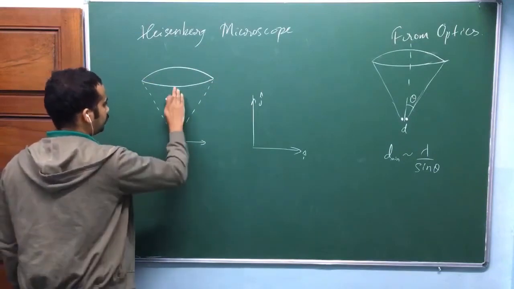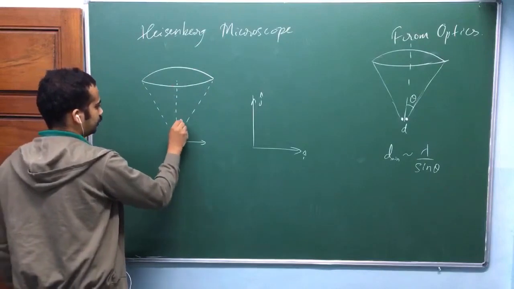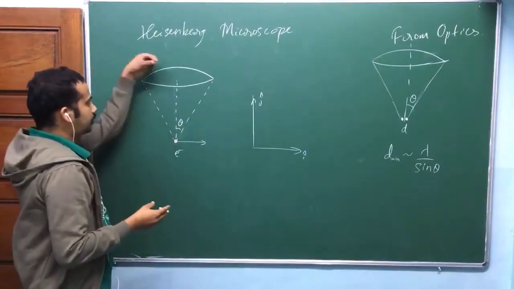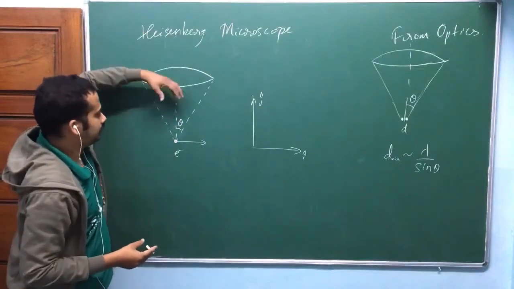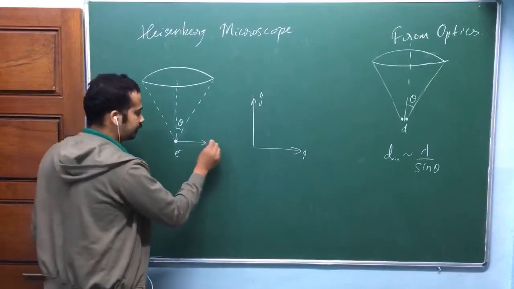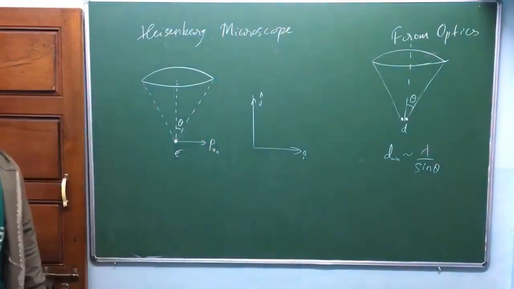This angle is theta again. Is that okay? So now what I do is, again, when you are observing electron, this is the objective lens. Again, electron was moving along x direction. Let me take it like this, px of E. Electron was moving in x direction.